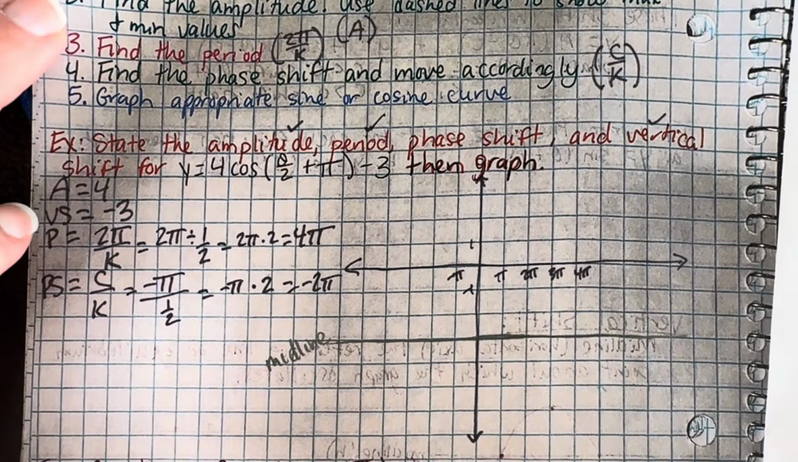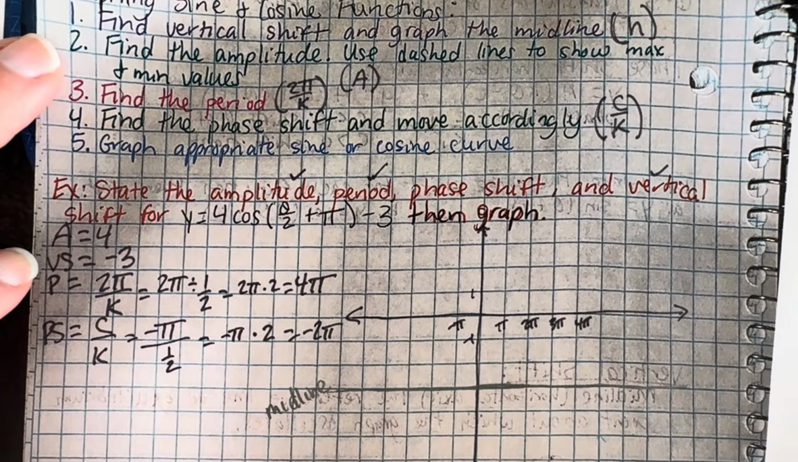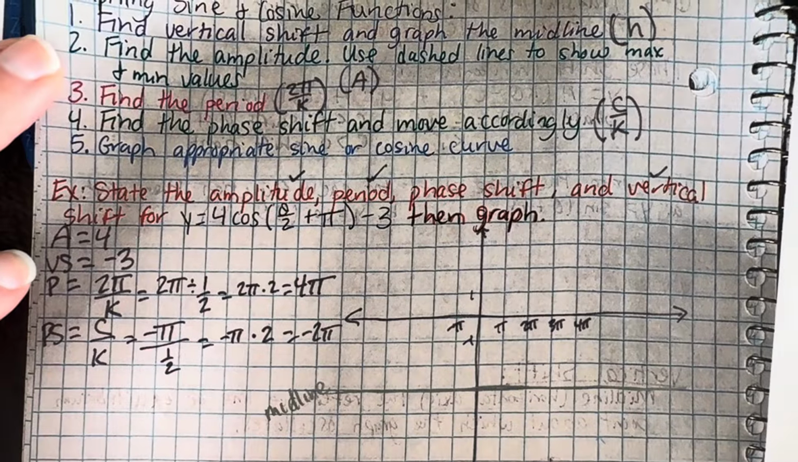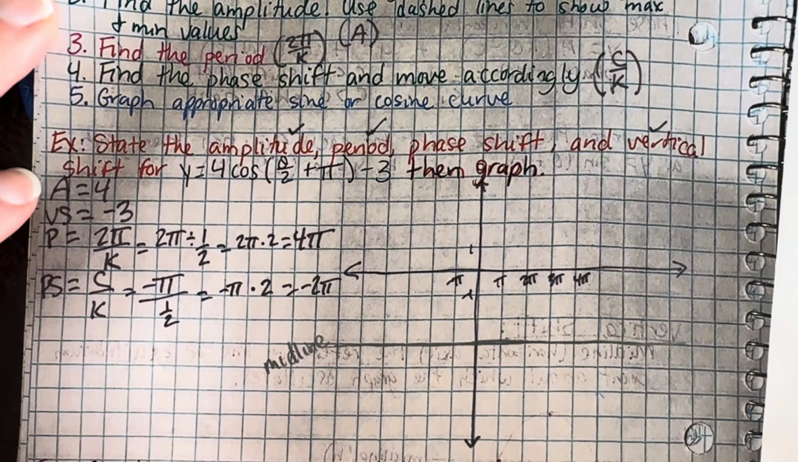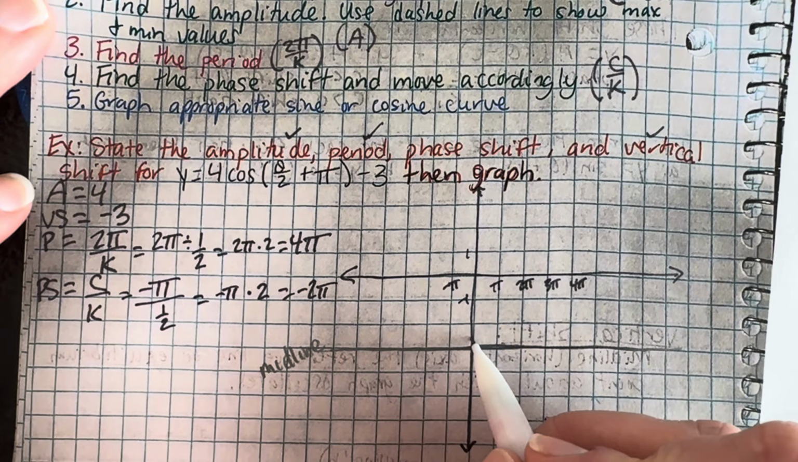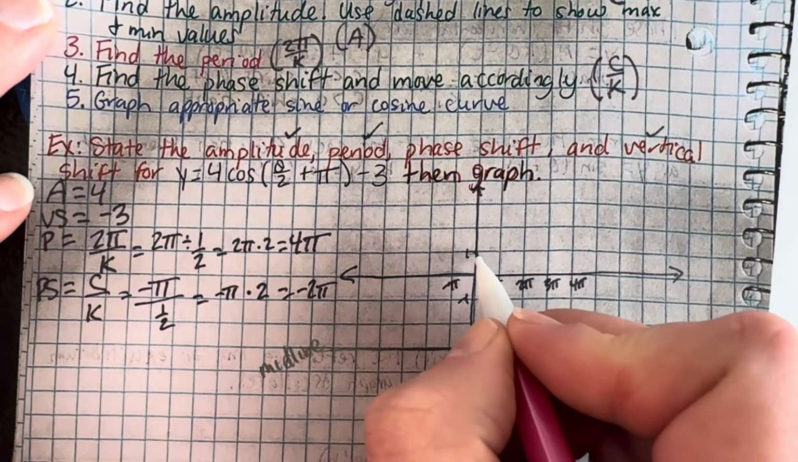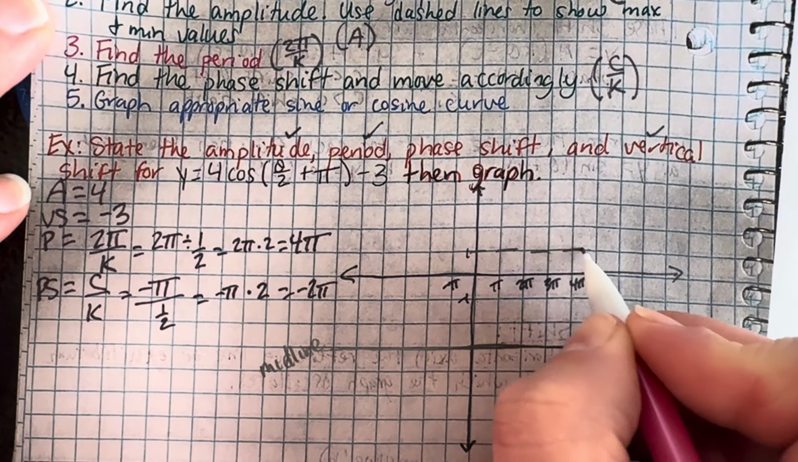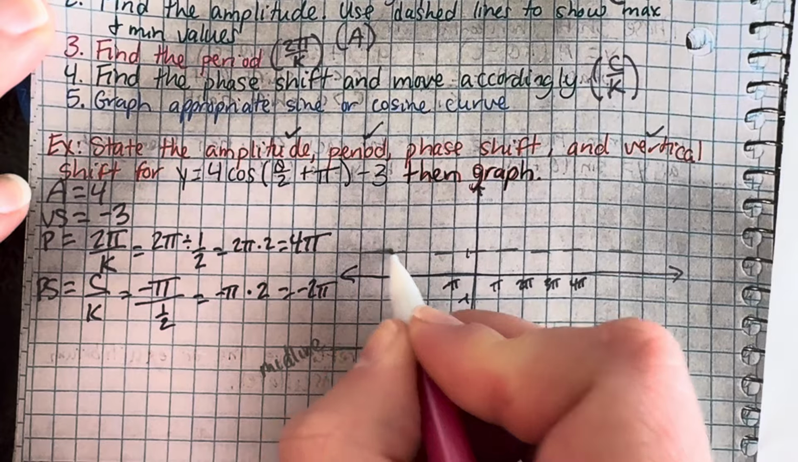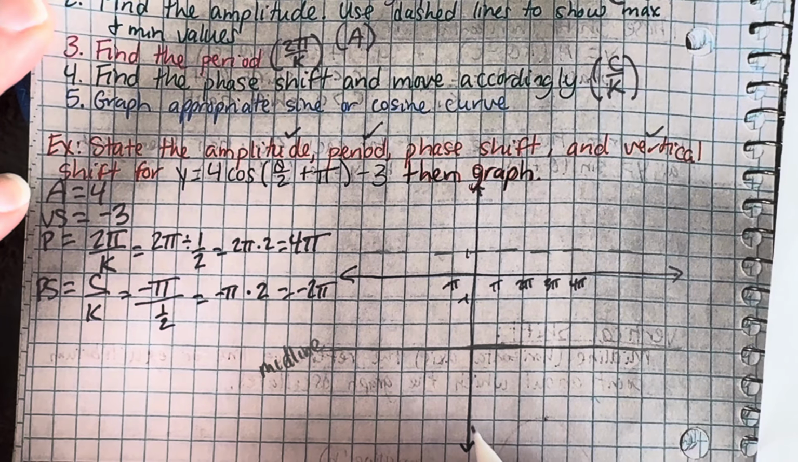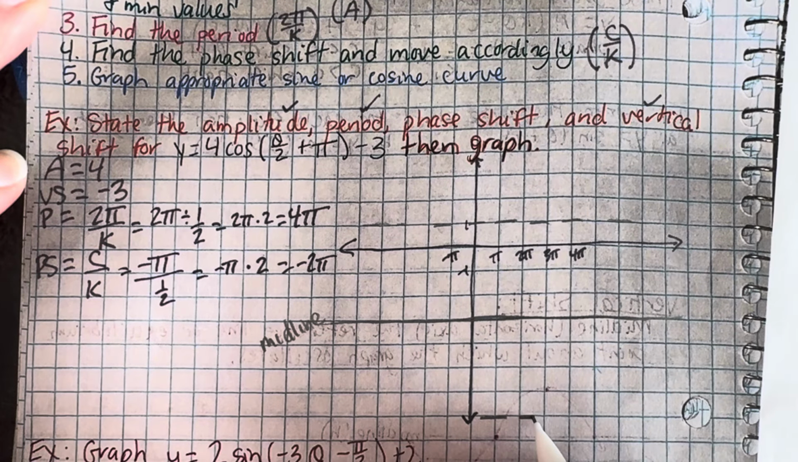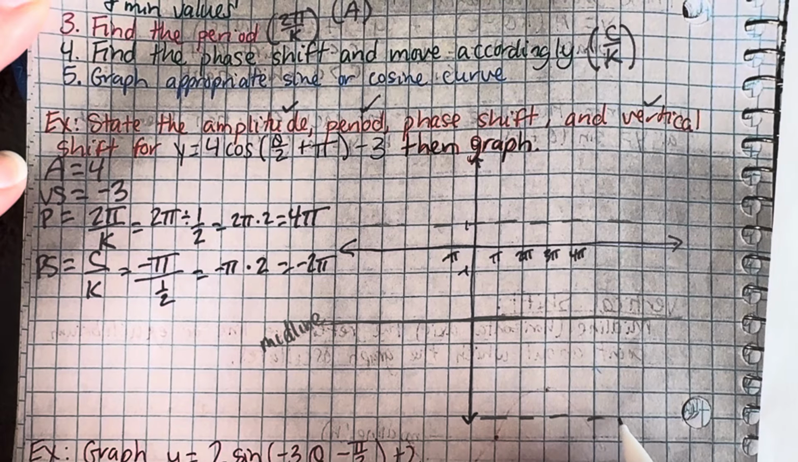The next thing it says is to find the amplitude and use dashed lines to show the max and min. My amplitude was 4, so from my line here I'm going to go 1, 2, 3, 4, and I'm going to put dashed lines here at 4, and from here 1, 2, 3, 4, dashed lines down here at 4.